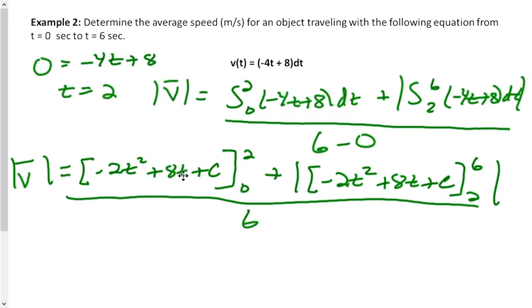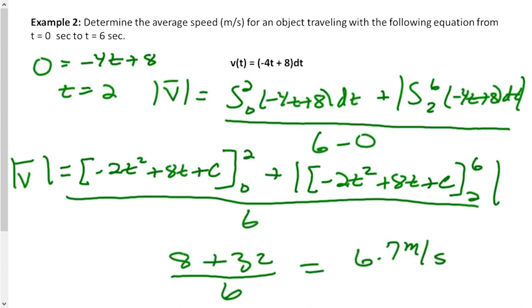When you do the definite integral here, you get 8, and the definite integral here under the absolute value is 32, so I'll go plus 32, and then we'll divide this by 6. And the answer comes out to be 6.7 meters per second. So that's how you handle the speed, because remember, speed can't be negative at all. It's always got to be some kind of a positive value.